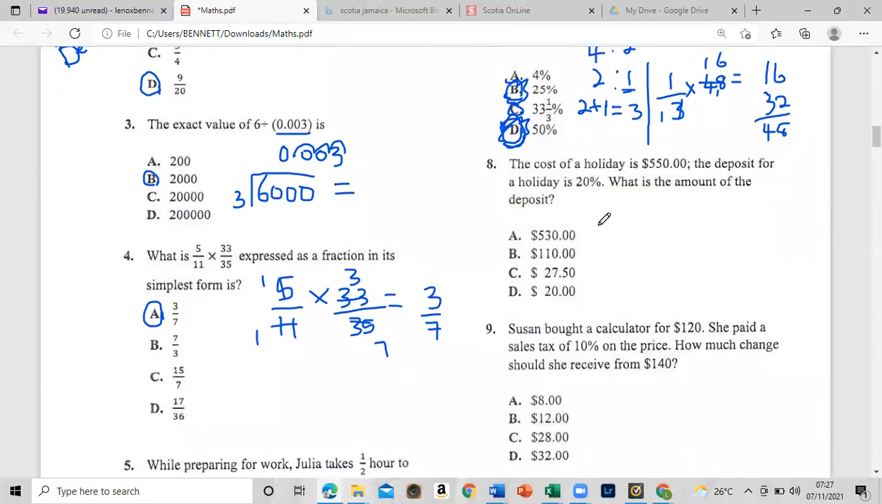All right, number 8. The cost of a holiday is 550. Deposit for a holiday is 20%. What is the amount of deposit? So 20% is the same thing as dividing by 5, right? I'm going the long way for people who don't really get that. So it's 20 over 100 times 550. All right, so we can cancel by 10, so that's gone. All right, by 10 also. So 2 times that is 1, 2.